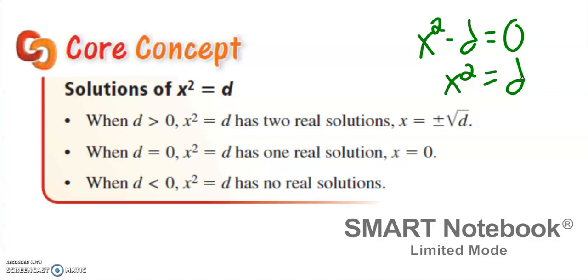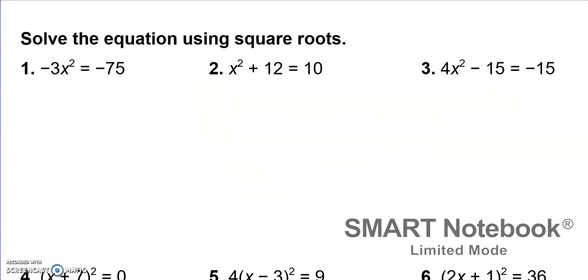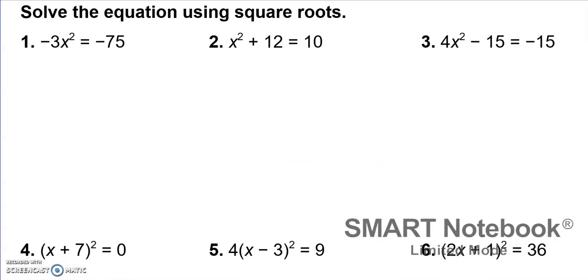Okay? And the reason being is because we can't have a negative inside of a square root. So let's talk about why that is. If I want to solve these equations using square roots, or I want to find the zeros of the function, let's talk about how we would do that.